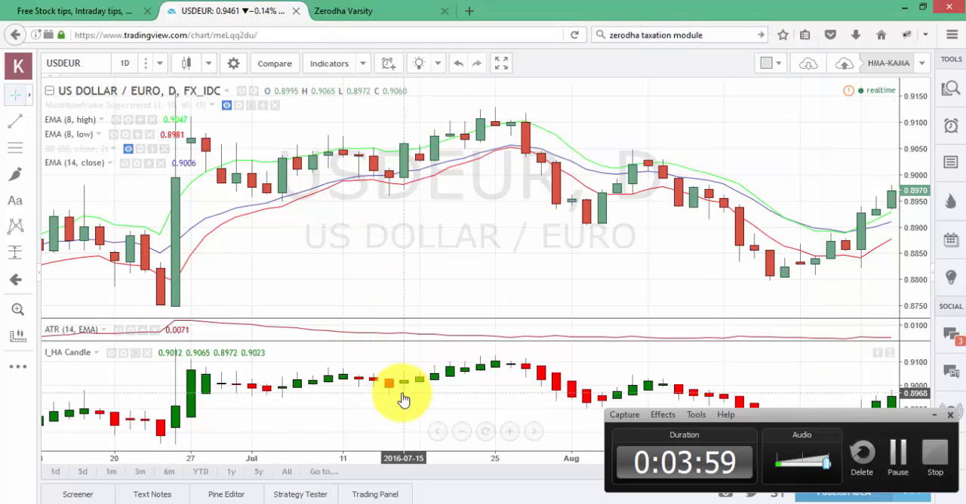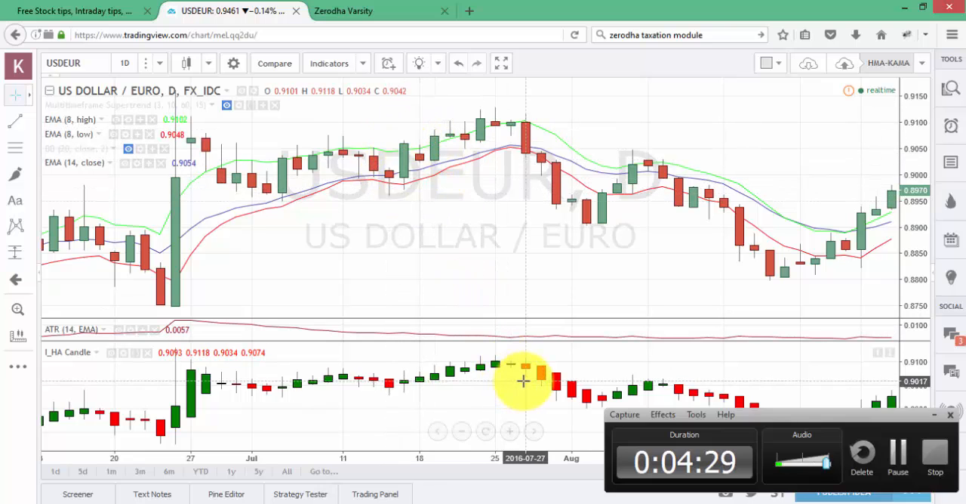We found the first two rules satisfied here for a long and here for a short. So this is the first candle and its high is 0.9065. The second candle must cross the high for a long entry, but it does not cross that value. So this is a false signal, and we are not going for a long entry here.